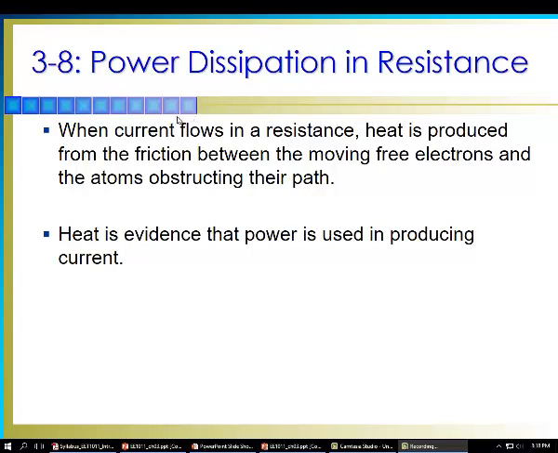Power dissipation and resistance. When current flows in a resistance, heat is produced from the friction between the moving free electrons and the atoms obstructing their path. In other words, when the current is flowing through the resistance, heat is generated because of all the movement inside the resistor. So the heat is evidence that the power is being produced, or I should say consumed. So power is used when the current goes through a resistor.